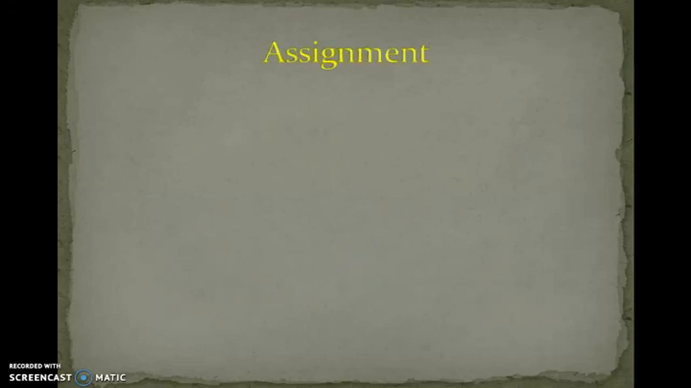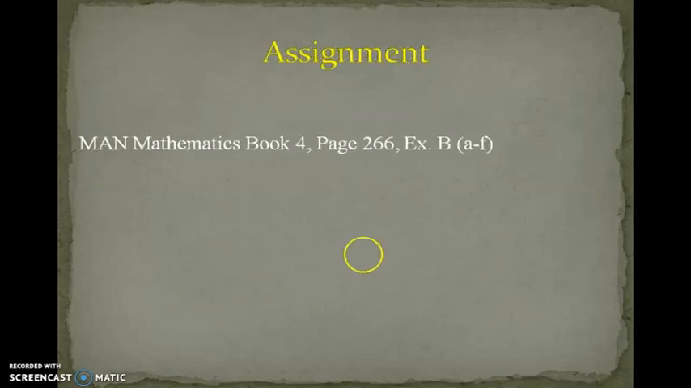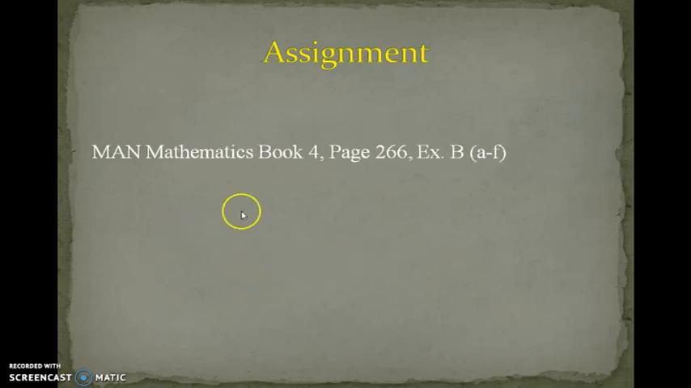Alright, you have your assignment here. It can be found in your Mathematics textbook, page 266, exercise B. You have to answer from A to F.